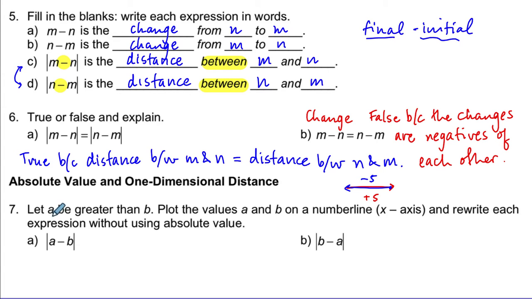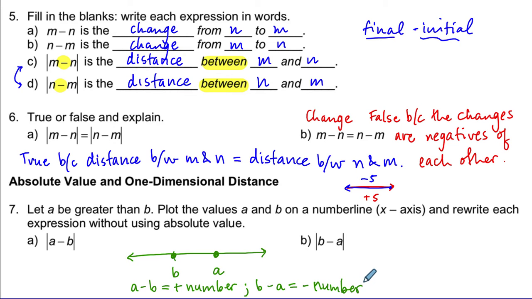So now let's take a look at two numbers, a and b, and we're told that a is greater than b. So on our number line, our greater numbers go to the right, and our smaller numbers go to the left. Now we want to rewrite each expression without using absolute value. We know that bigger minus smaller, so numbers that are more on the right minus numbers that are more on the left, will have a positive difference. And then smaller minus bigger will have a negative number for the difference.